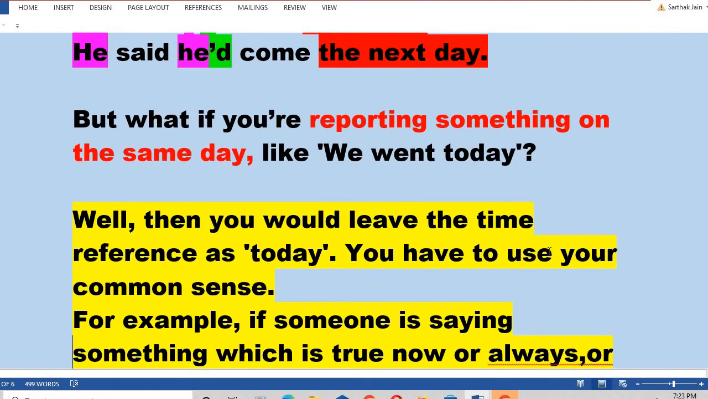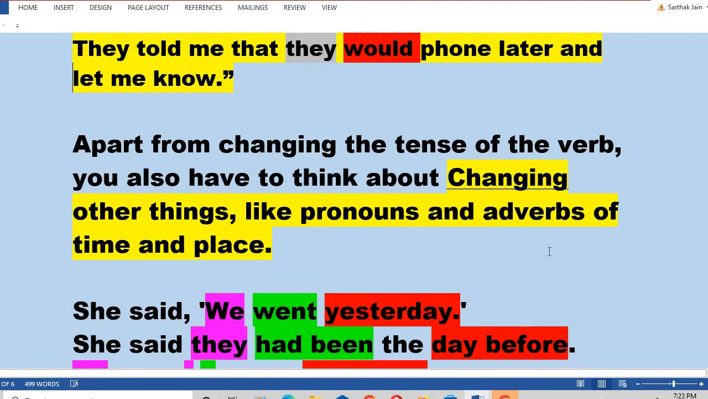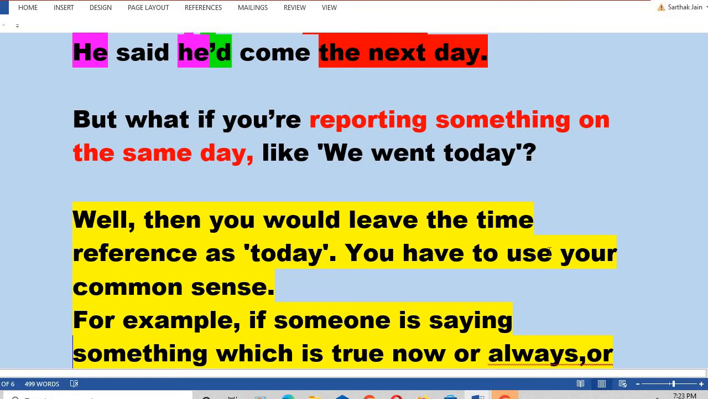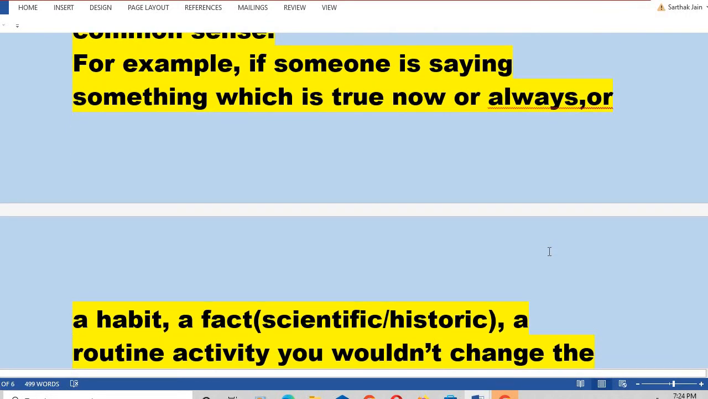Okay. Now see, in addition to converting the adverb of time accordingly, like yesterday, the day before, and tomorrow, the next day. But sometimes you have to see whether the reporting has been done on the same day, like we went today. If somebody is reporting on the same day, like we went today, that very day, then you have to keep today as it is. You don't have to change. Okay.